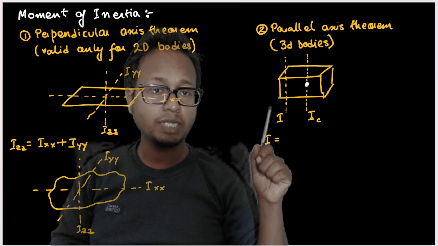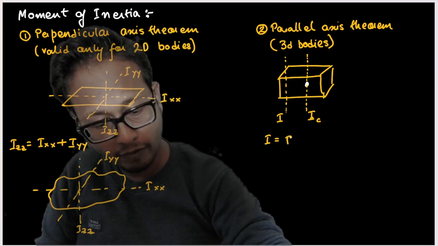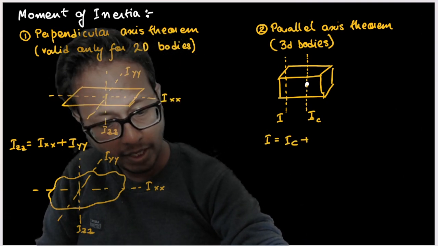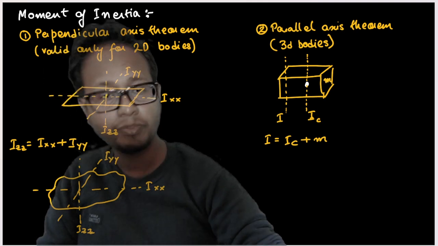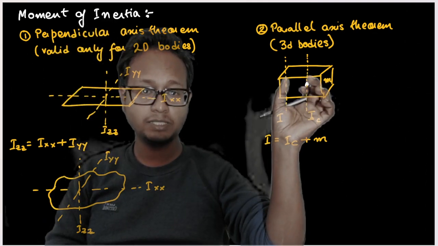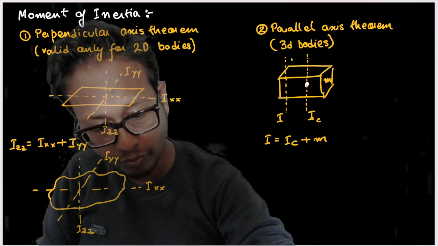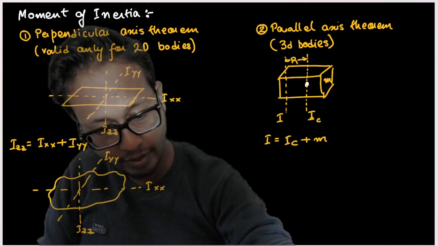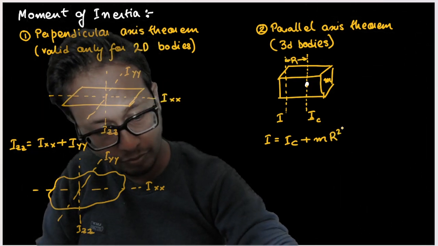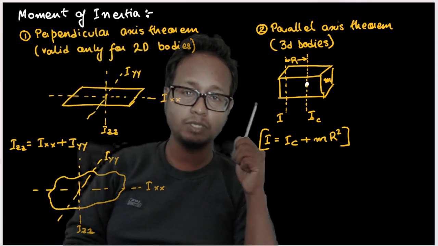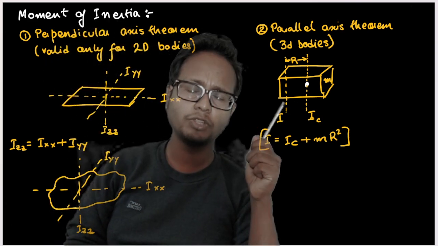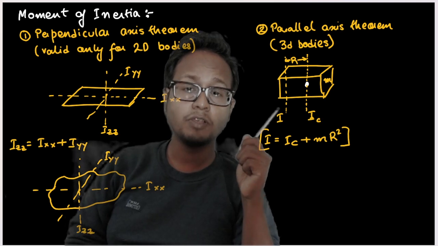So the moment of inertia about the new axis is equal to the moment of inertia about the old axis plus M, the mass of the entire body, into the perpendicular distance between both the axes, squared. So this was our perpendicular axis theorem, and this was our parallel axis theorem. One more theorem that you can apply here is the principle of superposition.